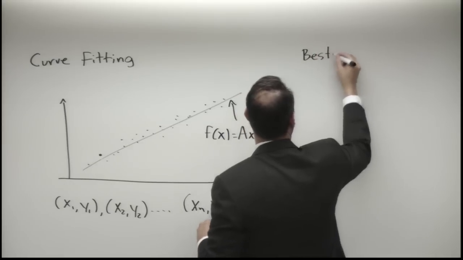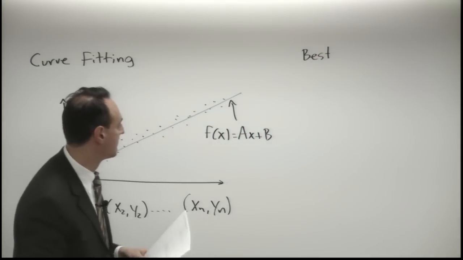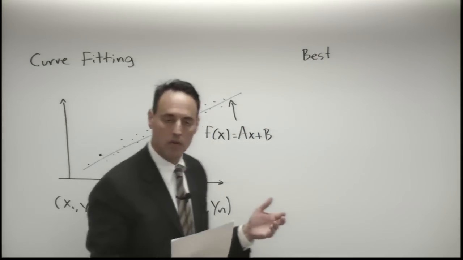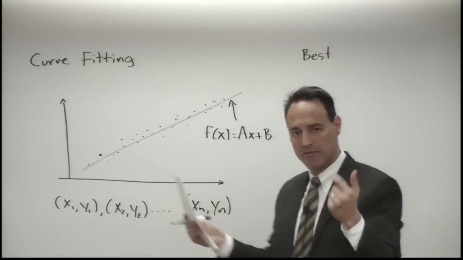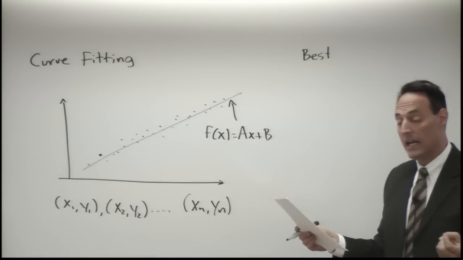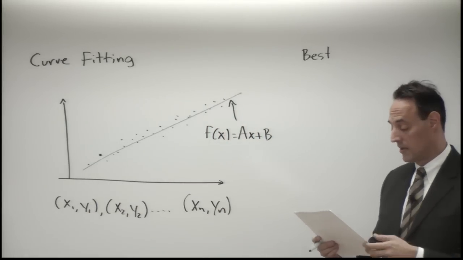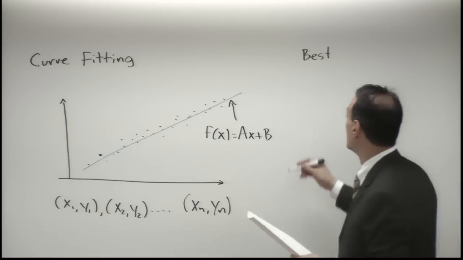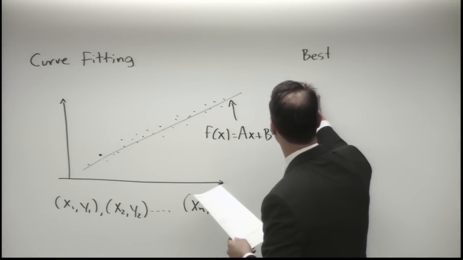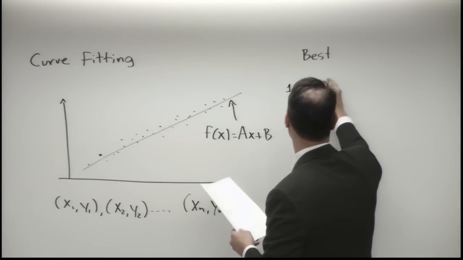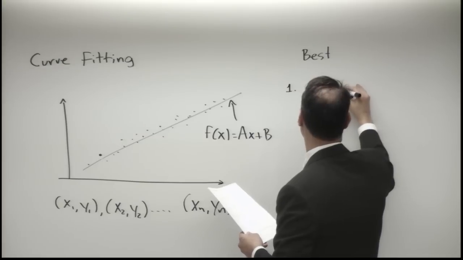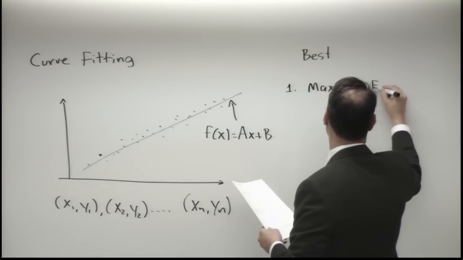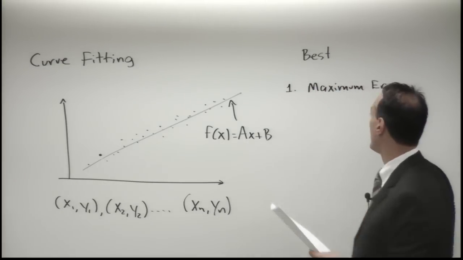I want to talk about what we mean by best. So we can have choices about how we define error. And so I'm going to give you some different conceptions about what it means to define an error. So for instance, here's one. We could look at the maximum error. And what you want to do is minimize the maximum error.